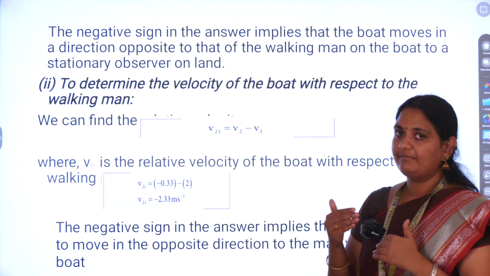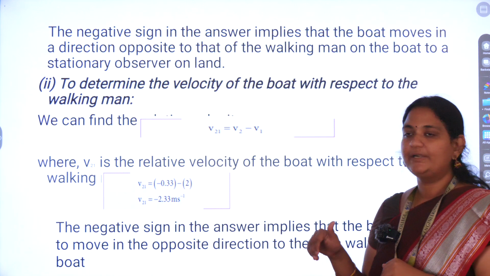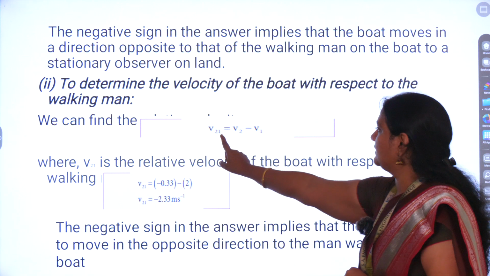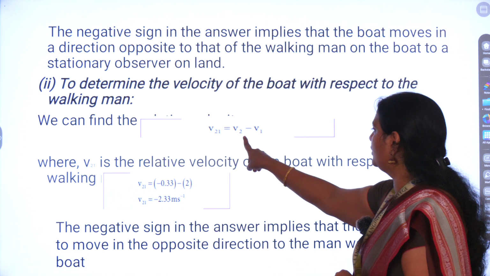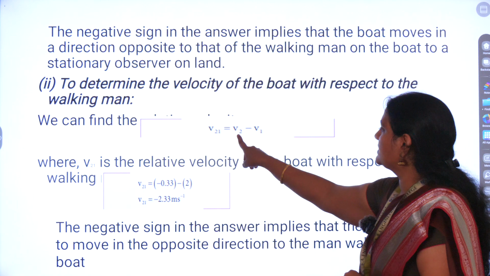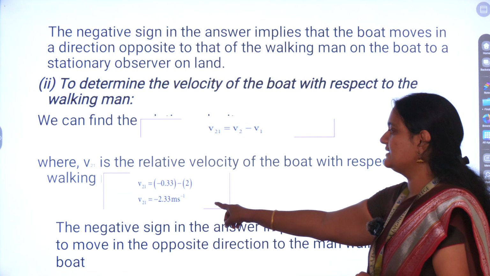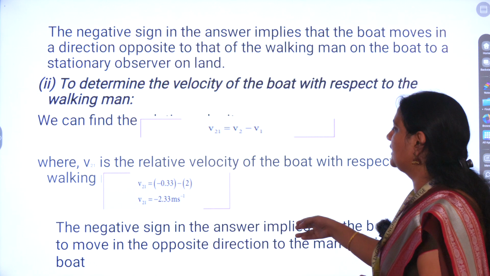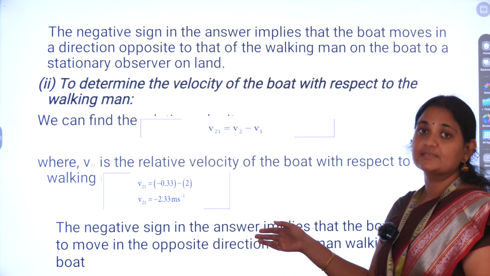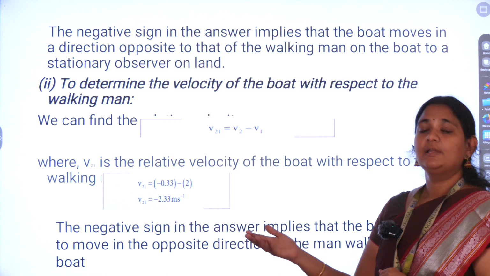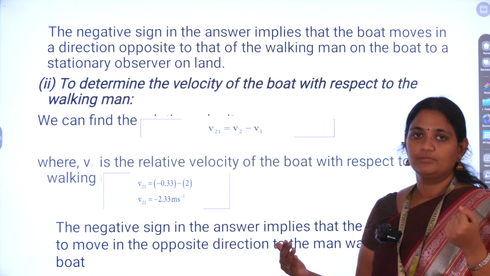What is the relative velocity? Already we know that the velocity of the man is 2 meters per second and the velocity of the boat is minus 0.33 from the previous step. So V21, the relative velocity, is equal to the velocity of the boat minus the velocity of the person. The velocity of the boat is minus 0.33, the velocity of the person is 2. Same sign, add and put the same sign. Then we find that the relative velocity of the boat is also in the negative sign. That means both the person traveling on the boat and the boat are traveling in the opposite direction to the one in which the stationary observer is watching this motion.